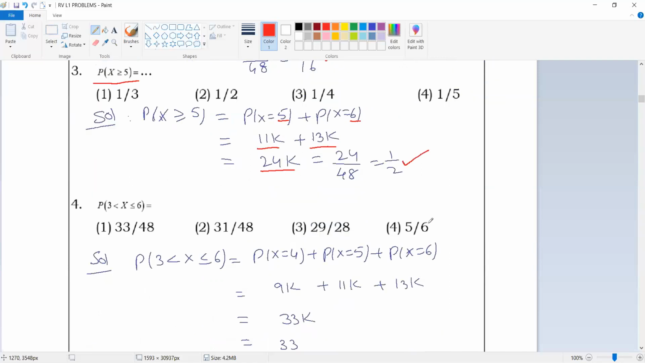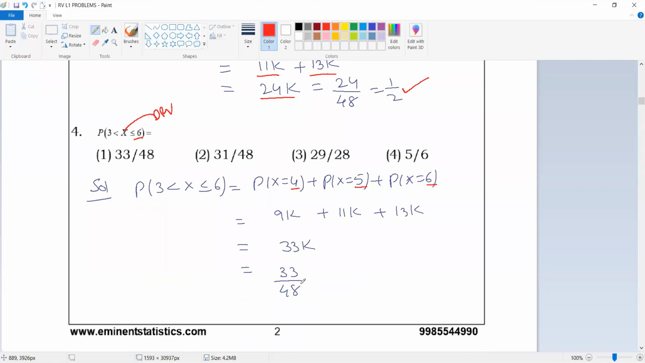It's very simple one. Elementary problems. All are intermediate level problems. Probability of 3 less than x less than or equal to 6 here. But x is a discrete random variable, so strictly follow the inequalities. Here x takes values only above 3, including 6. How many values are there? Above 3 means 4, 5, 6, only 3 possible values. X equal to 4 is 9k, x equal to 5 is 11k, and x equal to 6 is 13k. Total is 33k. 33 by 48 is the answer.